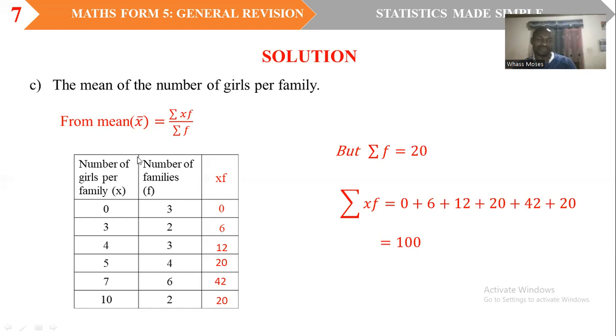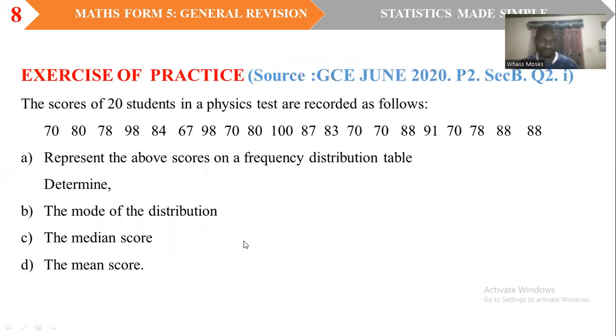Now, we simply replace summation XF with 100, and we replace summation F with 20. And if that is done, the mean will be given by 100 over 20, which gives us exactly 5. And this mean means there were 5 girls per family as an average. Good. Now, we have come to an end of that review question.